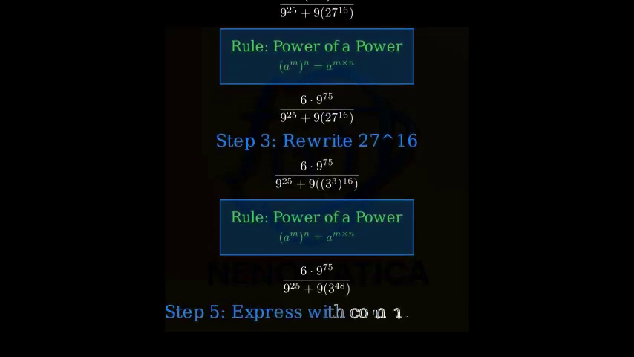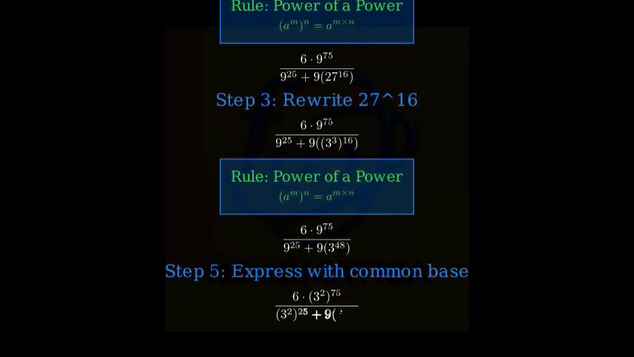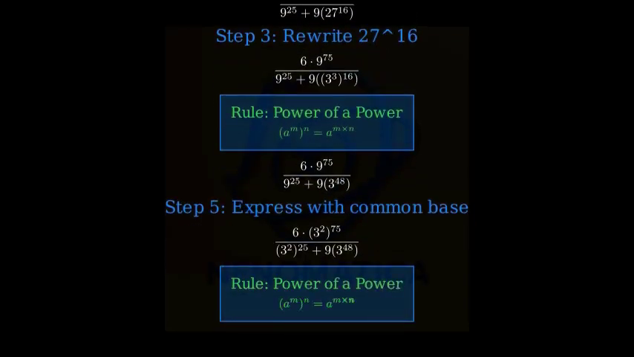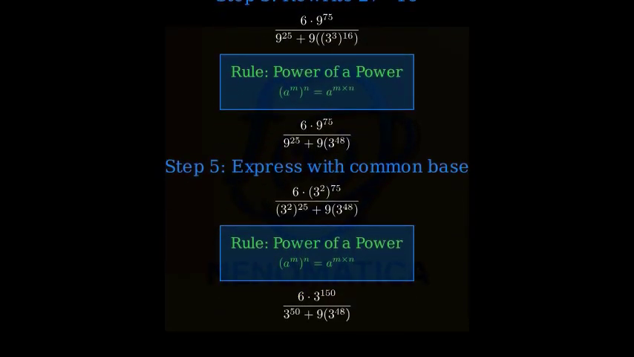Now, let's express all terms with the same base. We can rewrite 9 as 3 squared. Applying the power rule again, 3 squared to the power of 75 becomes 3 to the power of 2 times 75, which is 3 to the power of 150. Similarly, 3 squared to the power of 25 becomes 3 to the power of 50.